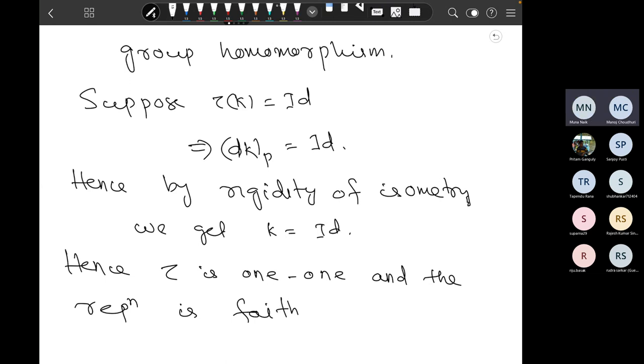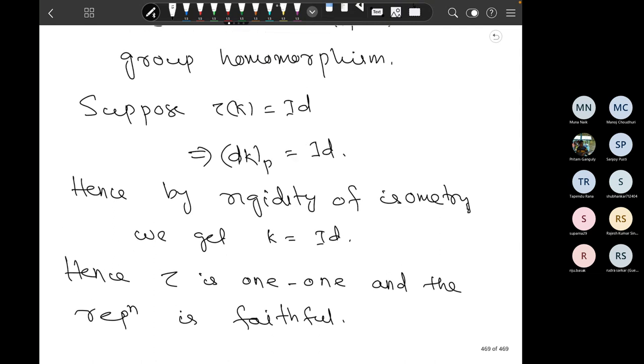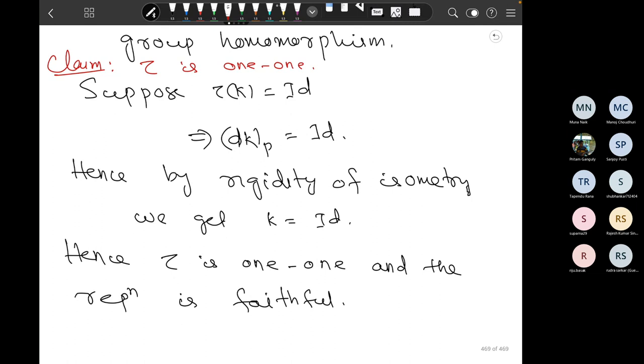I am just a little bit confused. You showed that tau from K to the orthogonal group of T P M is a group homomorphism. Now, is it related to the statement, suppose tau K equal to identity, or is it a separate statement? It is a separate statement. I am proving that tau is 1-1. Okay.